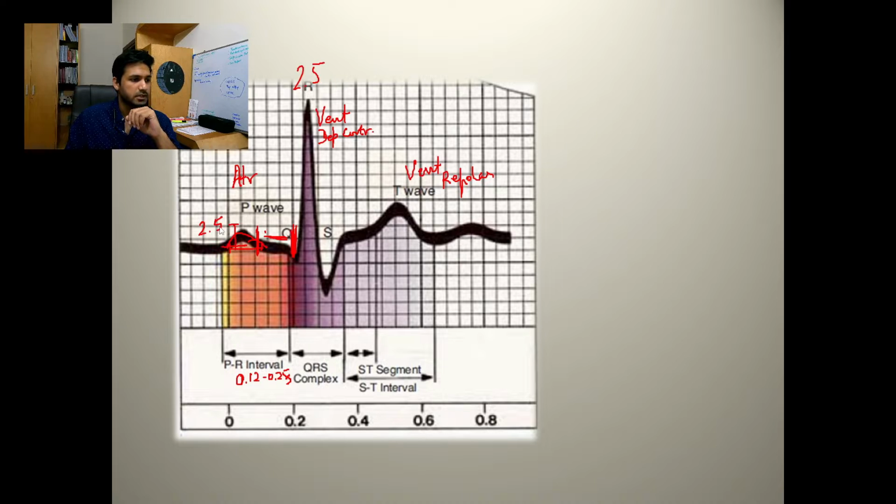So the P wave is 2.5 boxes. The PR segment is 2.5 small boxes. So what this gives you is the entire thing from P to S is roughly about 7.5 small boxes. So this whole thing is about 7.5 small boxes, and the rest of it is also 7.5 small boxes. So that's the rule of 2.5 or 2.5. So P wave 2.5, PR segment 2.5, QRS 2.5, and the entire ST is 2.5. All right.